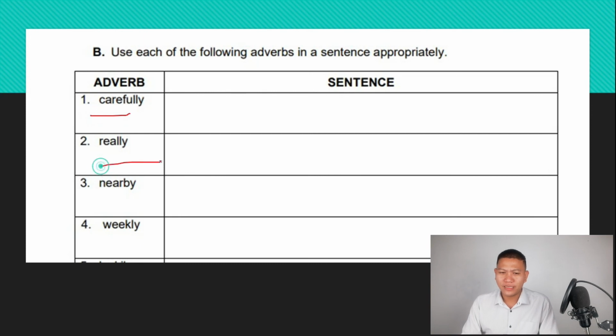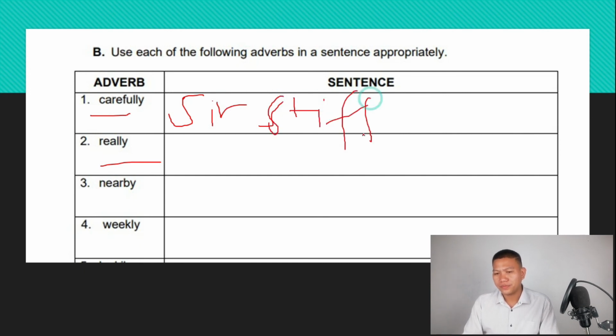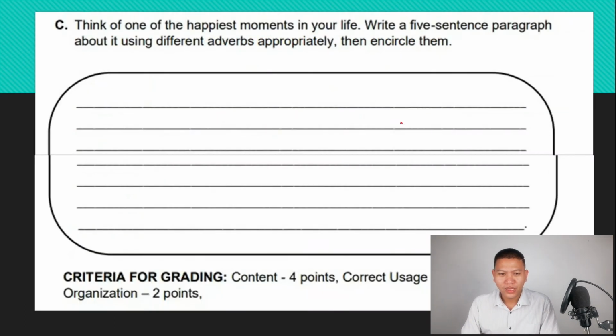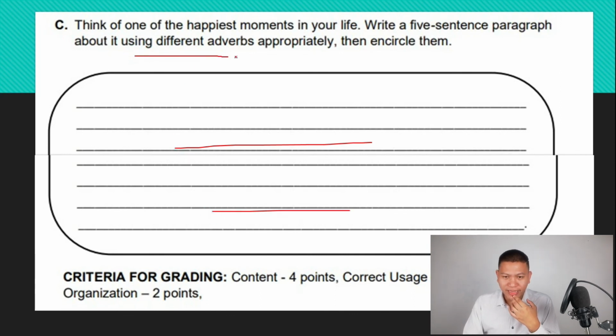Okay, write your own sentence. Carefully. Sir Steve drives carefully. Okay. So how do I drive? Carefully. And letter C, think of one of the happiest moments in your life. Write again a 5-sentence paragraph, 5 sentences here on the spaces provided about it, using different appropriate adverbs.